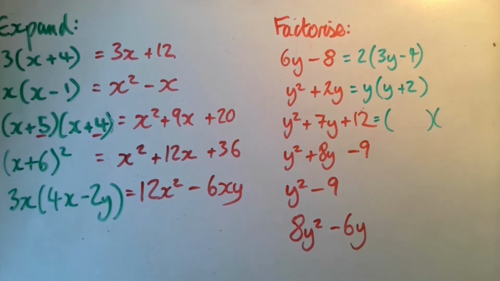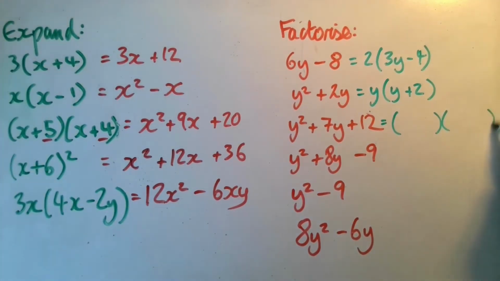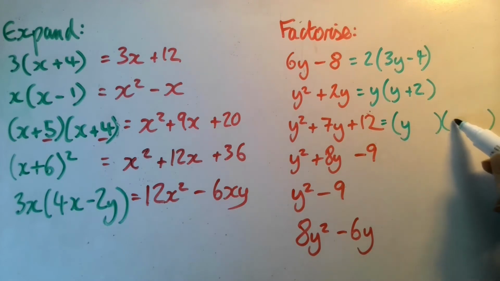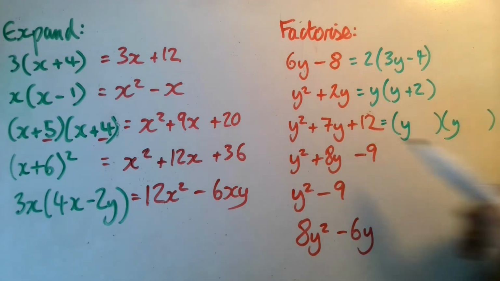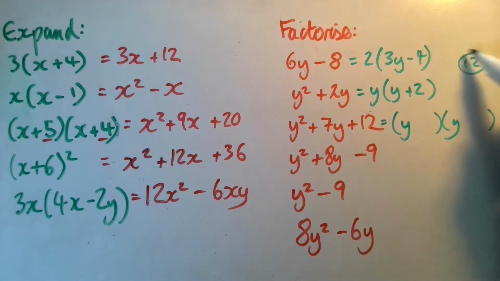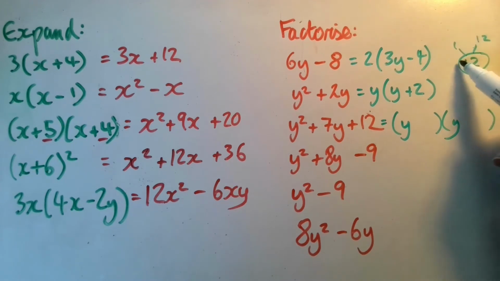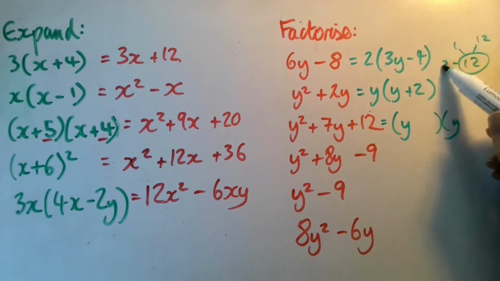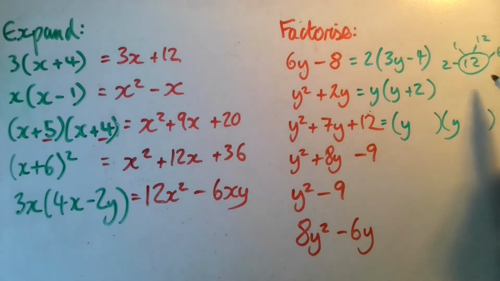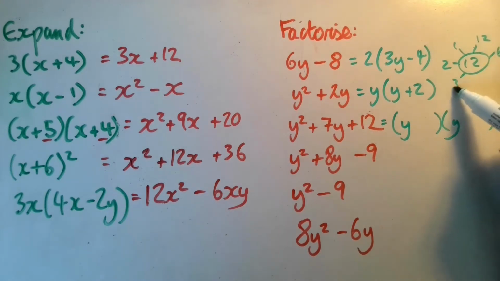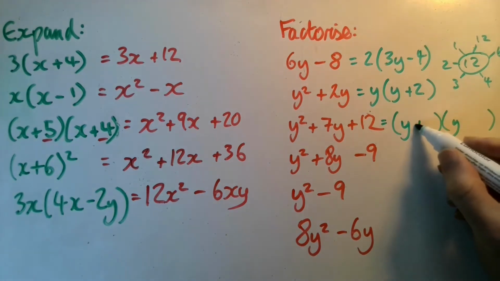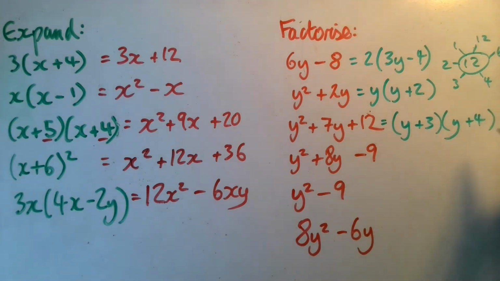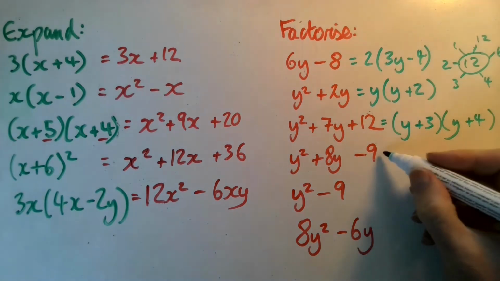There we go. I know I'm going to get y and y. I'm thinking factors of 12. 1 times 12, but 1 add 12 is 13. 2 times 6, but 2 add 6 is 8. 3 times 4, 3 add 4 is 7. So it's plus 3 plus 4. It doesn't matter if it's the other way around. Oh, I've got a bit of biscuit in the back of my throat.